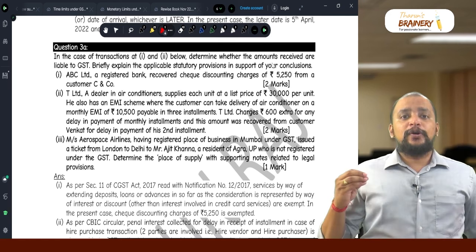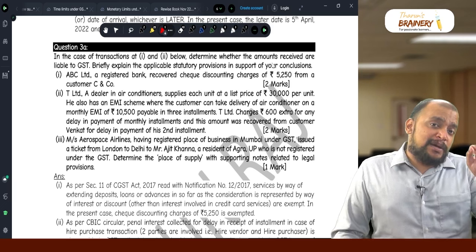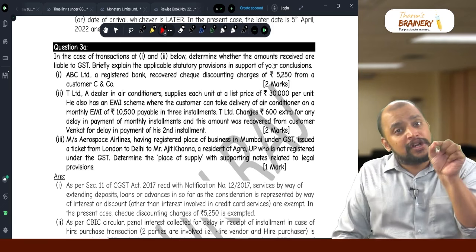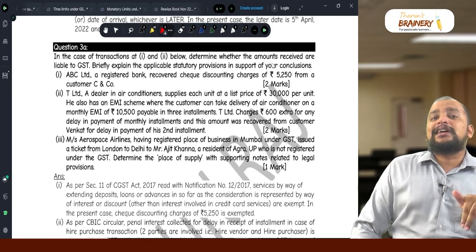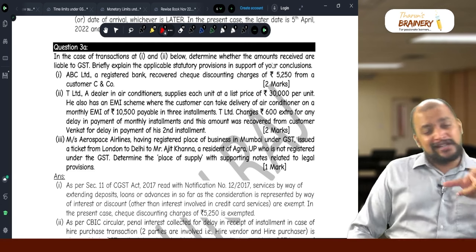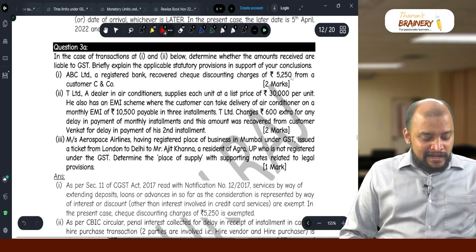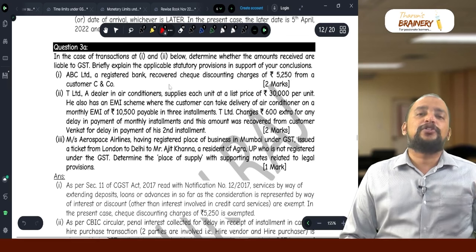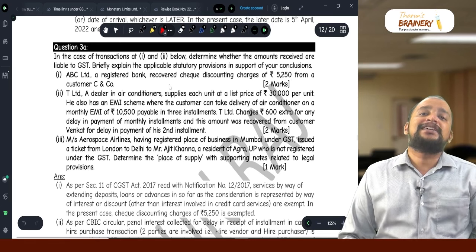Okay. So if the consideration is represented by way of interest or discount, it is exempted. So here the consideration is by way of discount. Due to that reason it is exempted. Interest is also exempted, or discount is also exempted. Here it is discount which is exempted. Notification number 12 of 2017, exemptions.